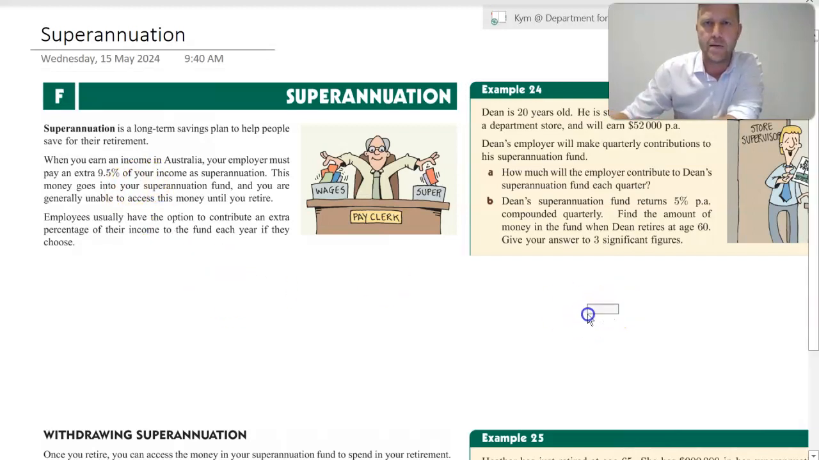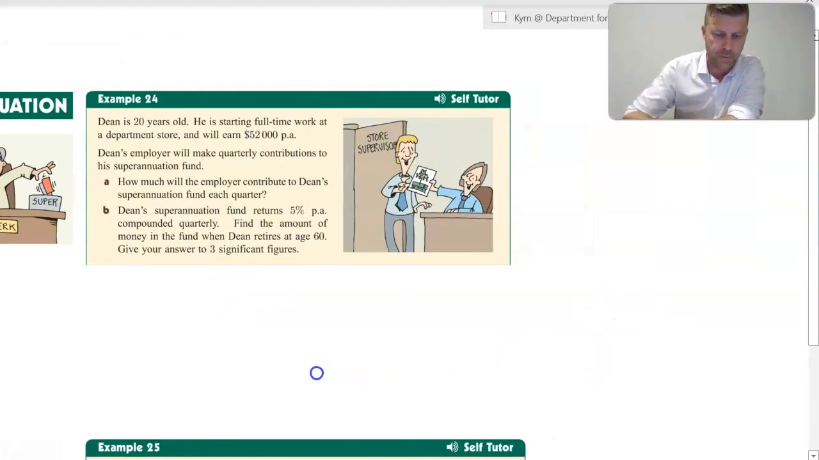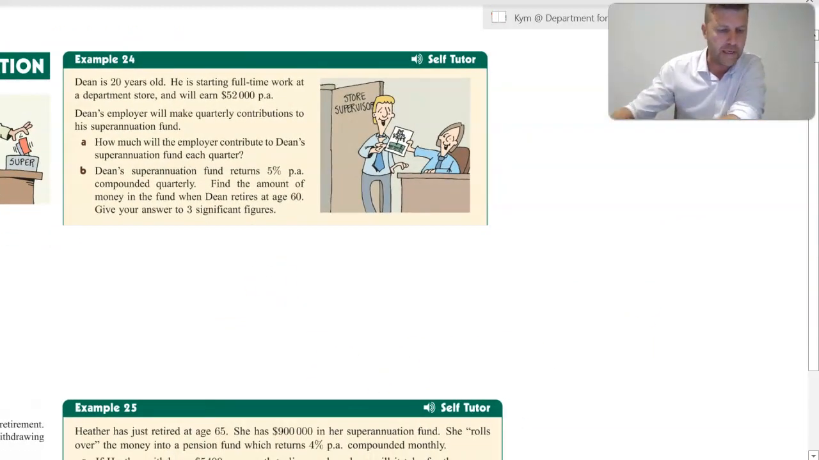So let's look at the first example here, example 24. Dean is 20 years old. He's starting full-time work at a department store and will earn $52,000 per annum, or per year. Dean's employer will make quarterly contributions to his super fund. How much will the employer contribute to Dean's superannuation fund each quarter?